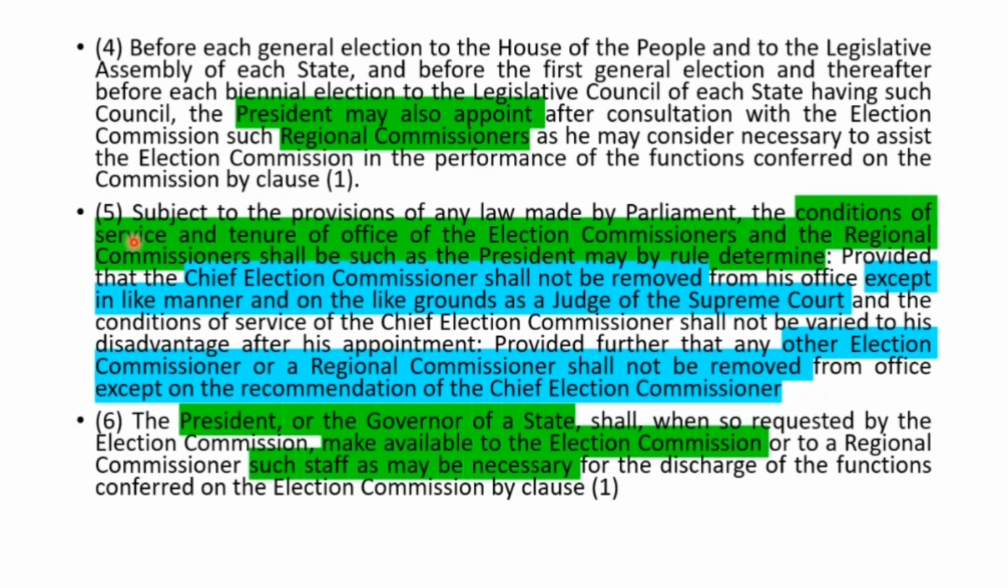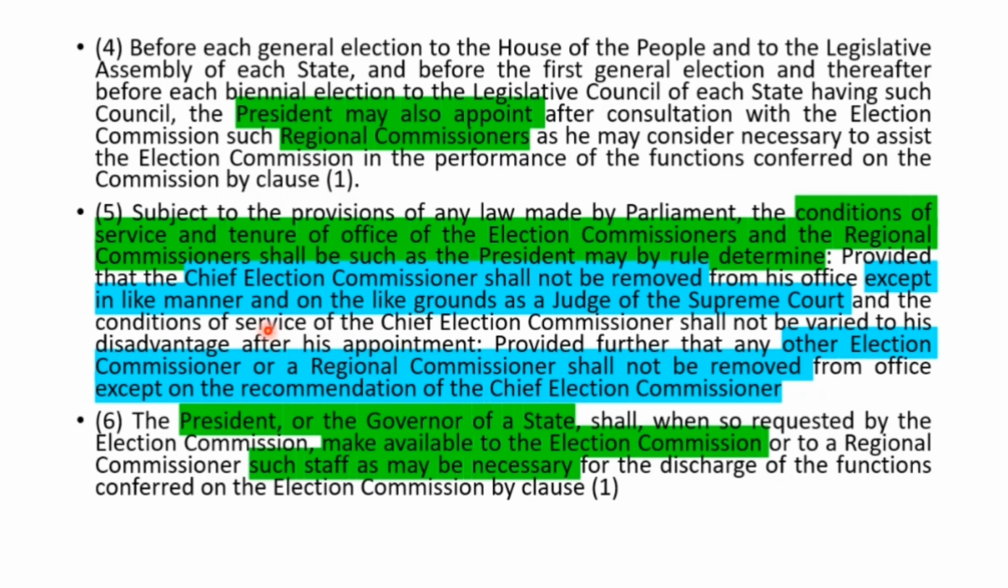Okay, then clause 5 is about the conditions of service and tenure of office of the Election Commissioners and the regional commissioners. So it will be determined by the President of India. And also two protections were given for the Chief Election Commissioner. The Chief Election Commissioner shall not be removed except in like manner and on the like grounds as that of a judge of the Supreme Court. So the Chief Election Commissioner's removal will happen in the same manner as that of a judge of the Supreme Court. And the other protection is that the conditions of service of the Chief Election Commissioner shall not be varied to his disadvantage after his appointment.